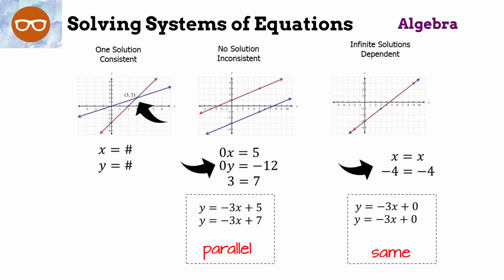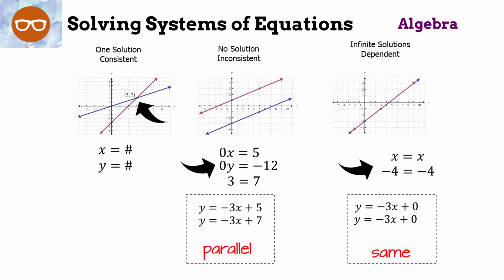For instance, I have here 0x equals 5, 0y equals negative 12, or we can even say 3 equals 7. This will never happen. 0 will never equal 5. 0 will never equal negative 12. So anytime this happens where your solution can never happen, the answer is parallel. And if we really look at it, we'll notice that the 2 lines have the same slope but different y-intercepts.